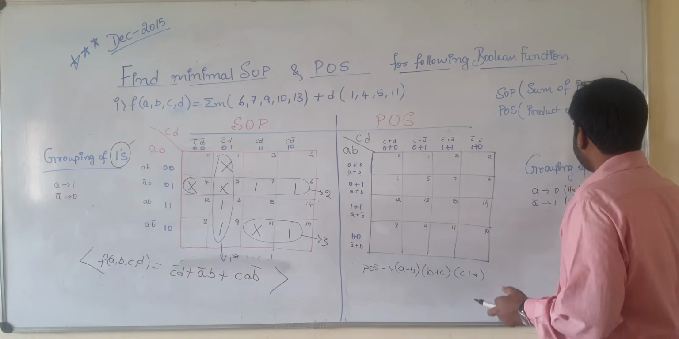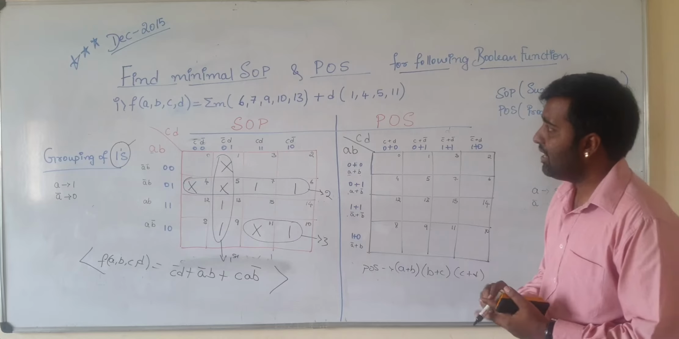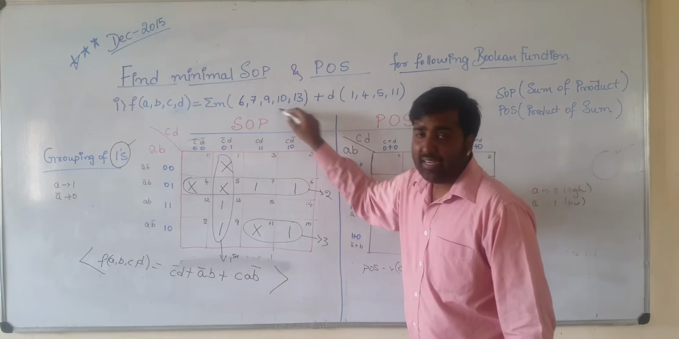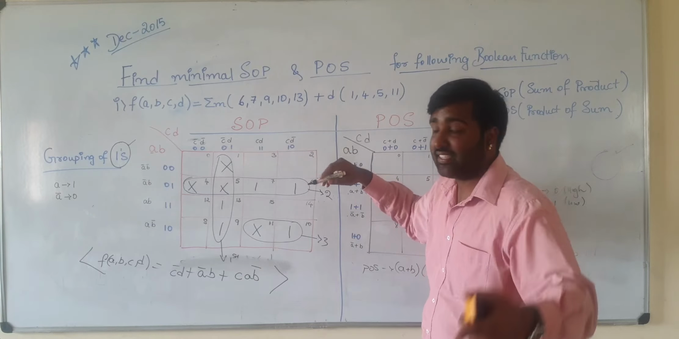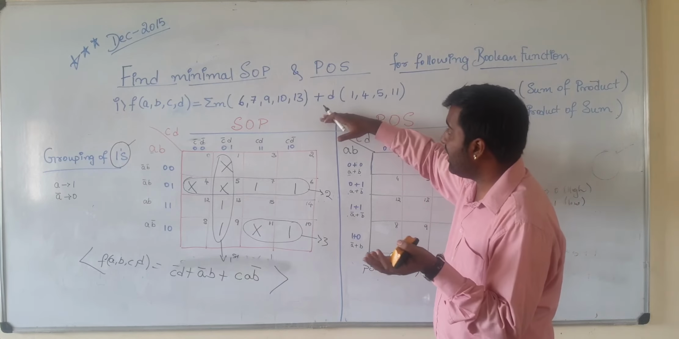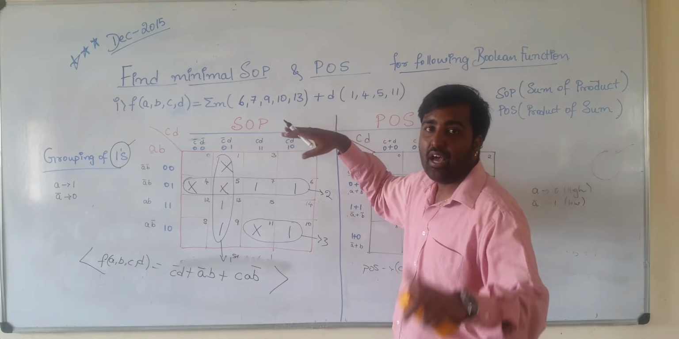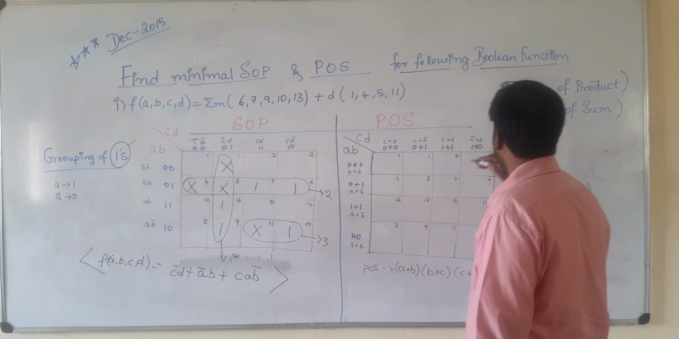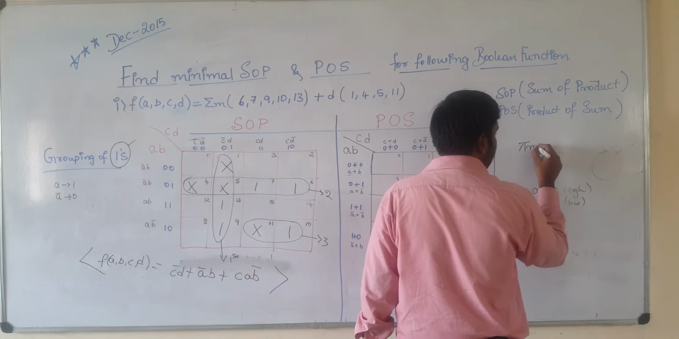See here, the very first step I will be doing is, apart from the min terms, any other numbers we call as max terms. Apart from 1, 4, 5, 7, the don't care conditions remain the same. All the other numbers I will change into max terms, which I will represent as pi m.